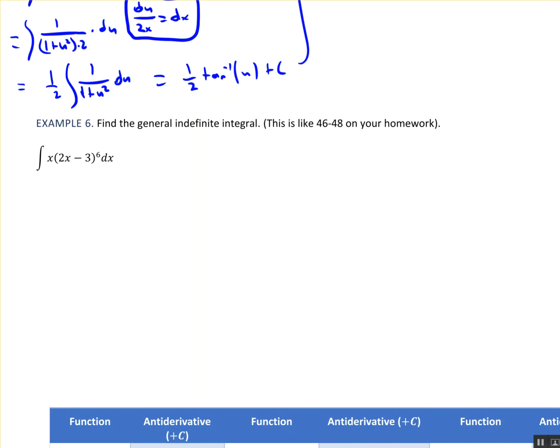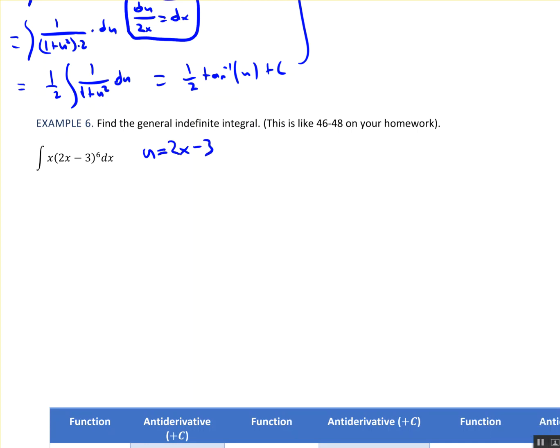So looking at this, I don't have a nice obvious choice of u. The only thing that I can see is if I could somehow get this to be u to the 6th, it might be nice. The only problem is, what's the derivative of 2x minus 3? It's just 2, so I'm not going to get rid of that x. Well, let's see if we can get around that.